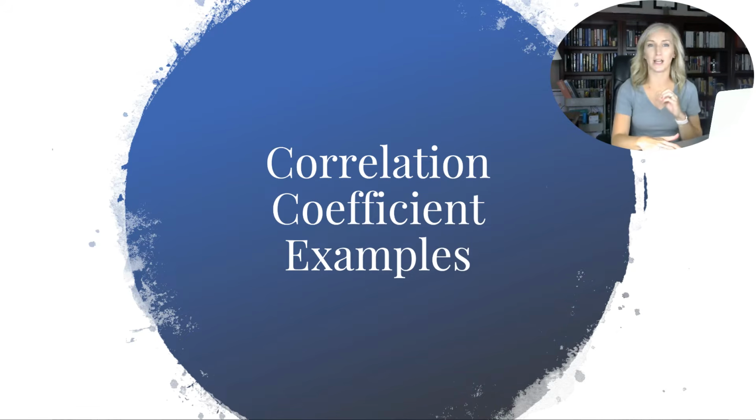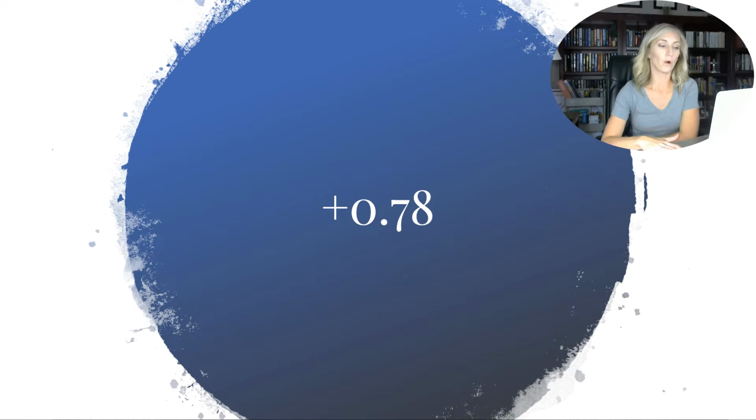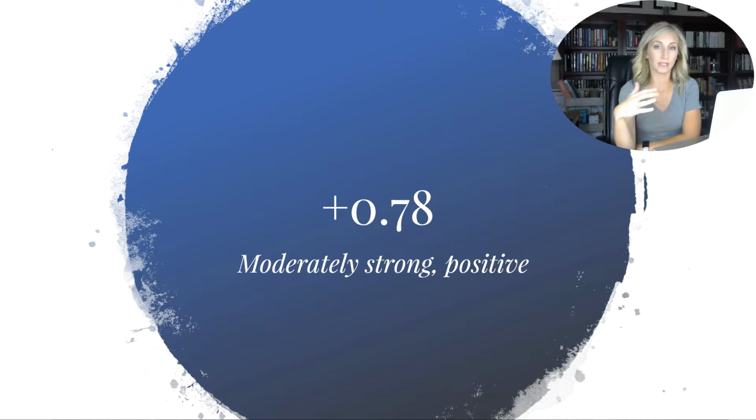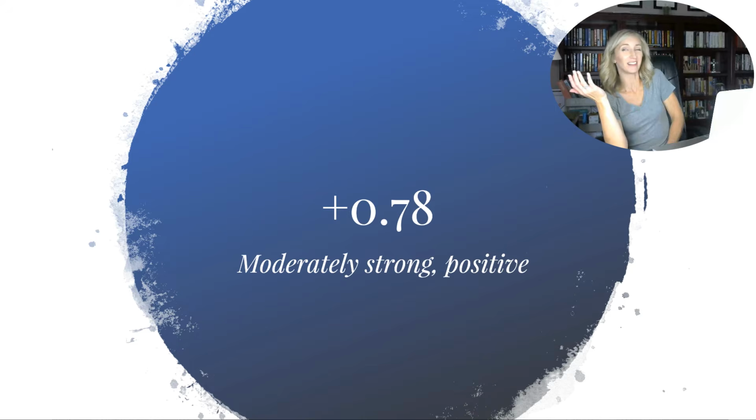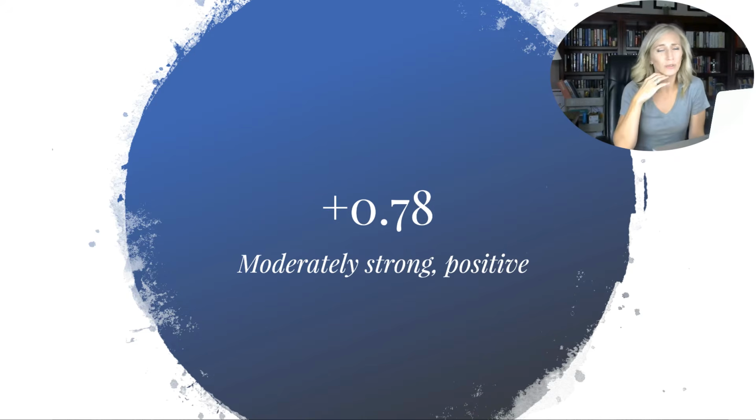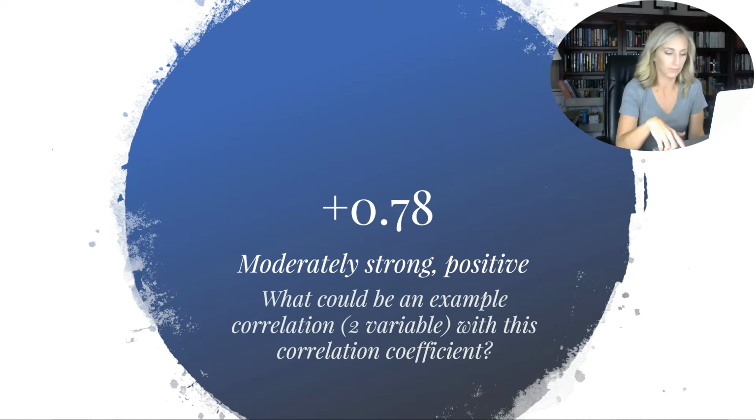So let's look at some correlation coefficient examples, and I want you to jot these down in your notes. What would a positive 0.78 be? What's the direction? What's the strength? Hopefully you notice it's moderately strong and it's positive, because moderately strong being 0.78, that's actually pretty strong, right? There are really not very many correlations out there that are even a 0.9 or above. So what could be an example correlation, meaning two variables, with this correlation coefficient? I want you to jot those down and discuss them in class.